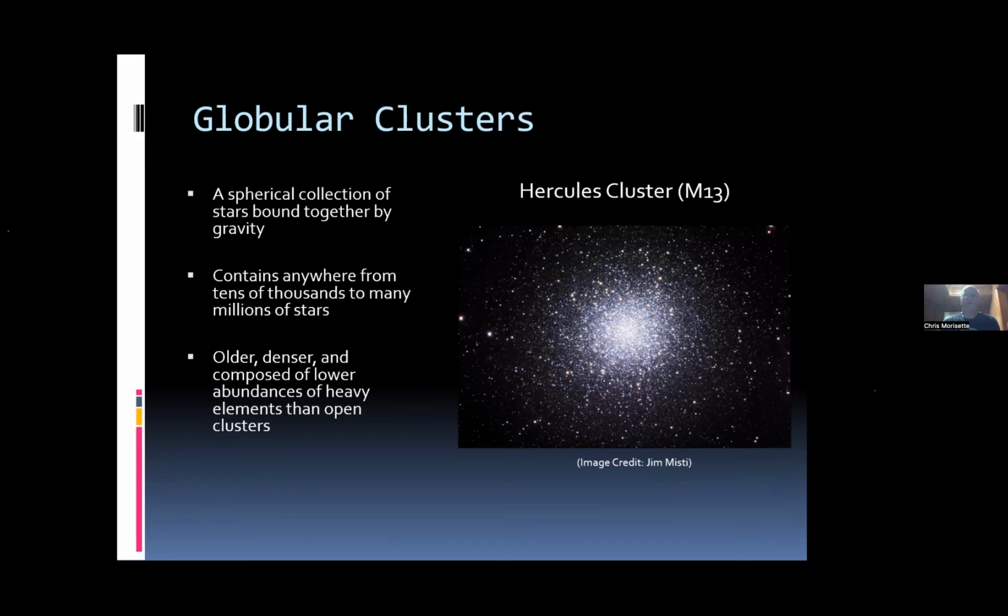They're a spherical collection of stars bound by gravity, similar in nature to their open cluster cousins, but they contain anywhere from tens of thousands to many millions of stars. So they are much more voluminous in terms of the number of stars in their cluster. These stars are older and denser and composed of lower abundances of heavy elements than open star clusters. That's an intriguing question, and something that Justin can probably do much more justice down the road. Pardon the pun. But anyway, just a little bit about globular clusters.